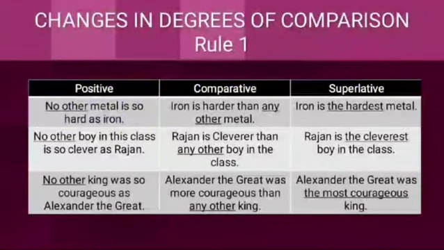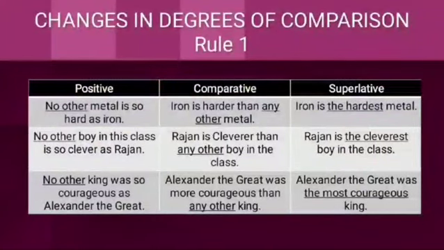Next, let's see the rules for changing the degrees of comparison. Rule number 1. Positive degree, we use no other to show something is unique without ranking. For example, no other metal is so hard as iron.